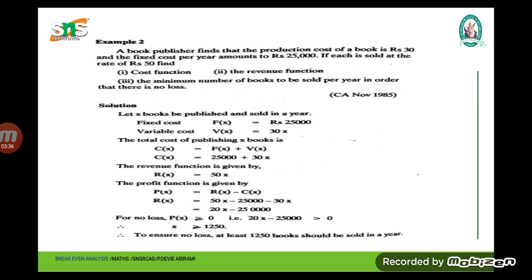Profit function is P(x) = R(x) - C(x). So 50x - 25,000 - 30x. So 50 minus 30 will be 20x - 25,000. For no loss, I am going to equate this with greater than or equal to 0. If I equate this with greater than or equal to 0, I will get the value as 1250. To ensure no loss, at least 1250 books should be sold in a year.